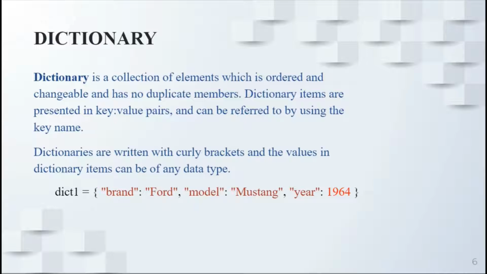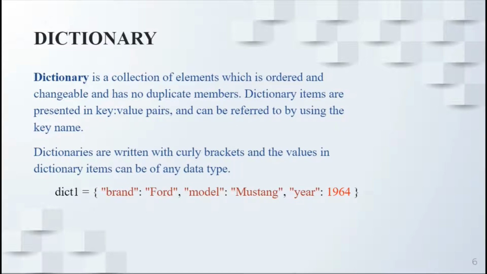So yeah, dictionary items can be presented in key value pairs. Okay, so there is a unique thing in dictionary. That means a dictionary will contain a key, and with respect to that a value will be there, so we can refer to that value by using the key name. So I have given an example here.